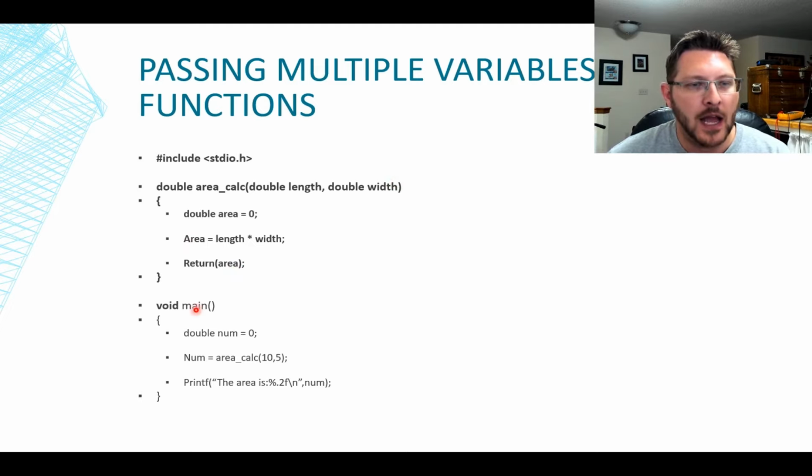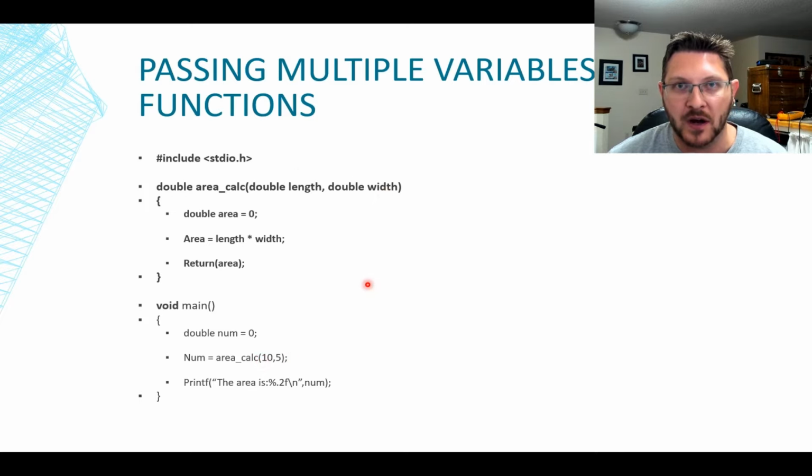Okay. Now down in our main function, what we're going to do is we're going to declare a num variable equal to 0, so that way we can catch the return. Okay, and we're going to say numVary is equal to area calc, and then we'll do 10 comma 15 for our 10 length and our 5 width. I said 15, 10 and 5. Sorry, my bad. So 10 comma 5, and that's how we pass. So 10 will go into length, and 5 will go into width.